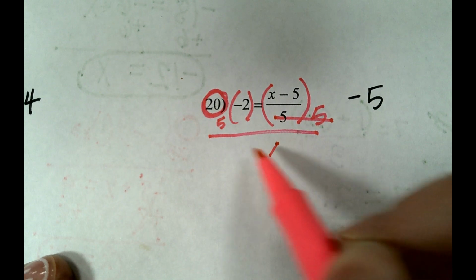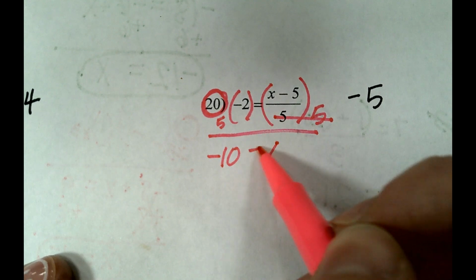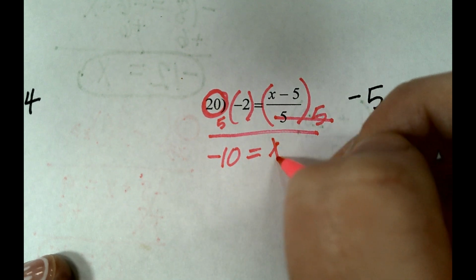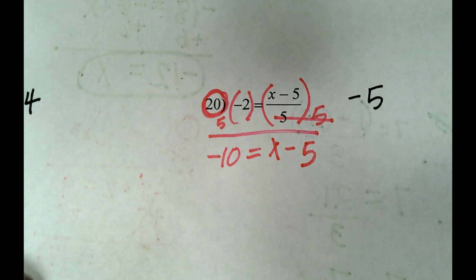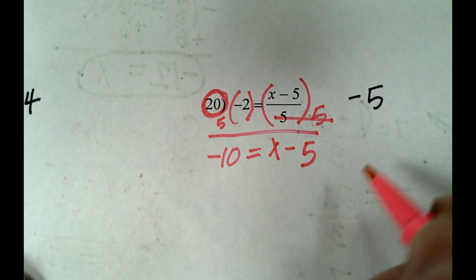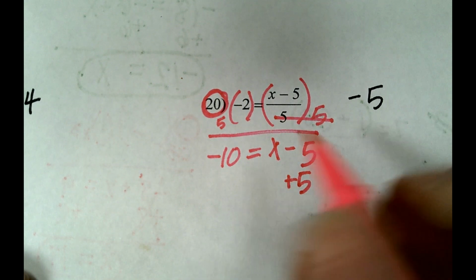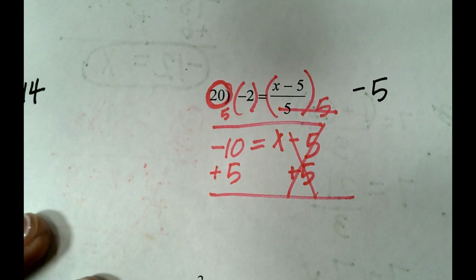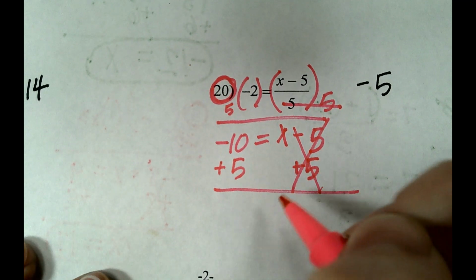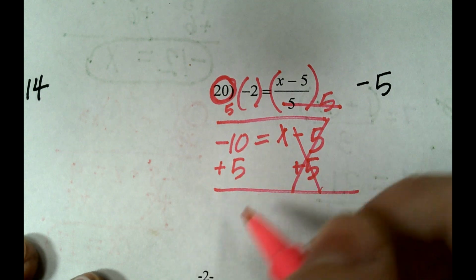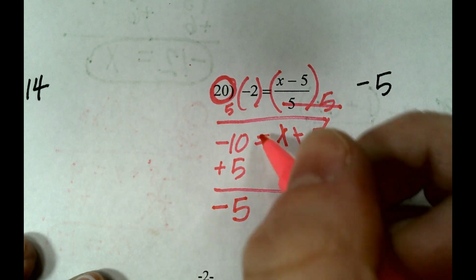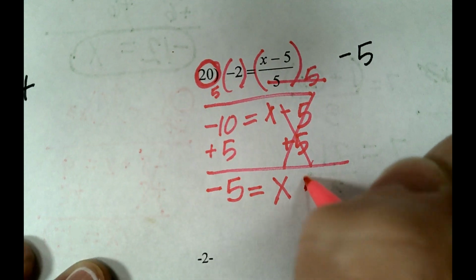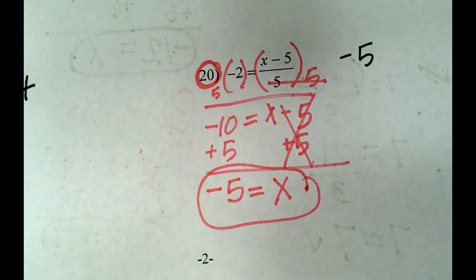We get -10 equals x minus 5. You add your 5, then you add 5. They cancel. Good. And what do we have? -10 plus 5 is -5. Bring our equal down. Bring our x down. -5 equals x.